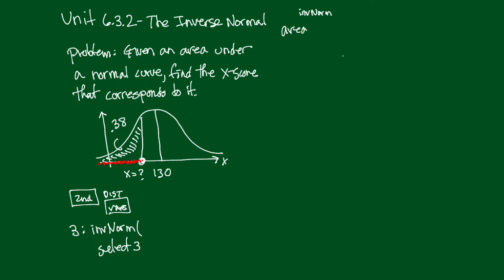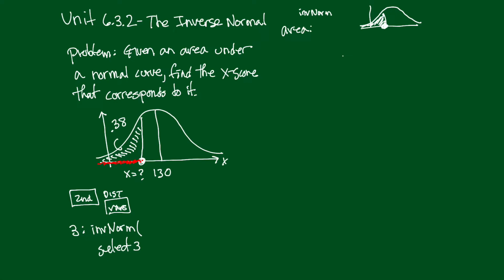What is the area? Now, the area is always going to go like this. The area always starts from the very left and goes up to that value right there, just like it is in our particular picture. All right, that's how it always goes. So you're going to put the area from negative infinity up to this point. Now, what is our area? Our area is 0.38, all right?